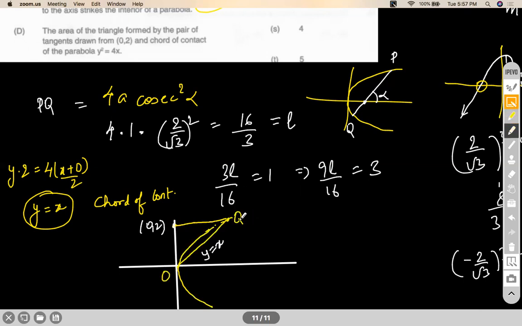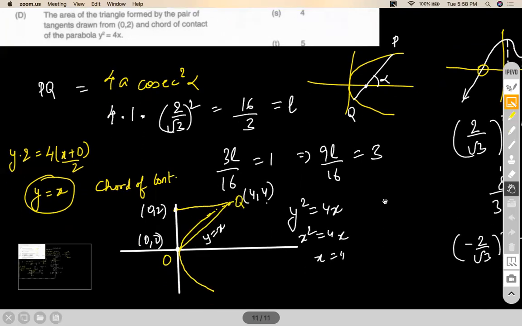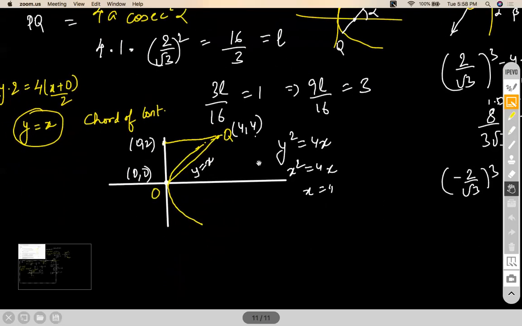Can I first figure out the point Q here, where y and x values are equal. So x value will be 4. So this is the point 4 comma 4. And this guy has to be origin. So you know the 3 points of the triangle. Correct? Yes or no? Ruchir Singh, Ruchir Parikh, you are saying something.